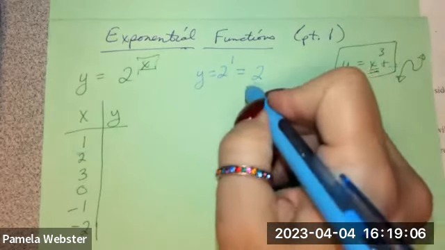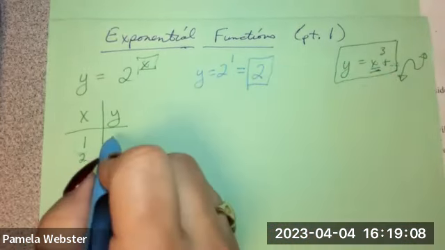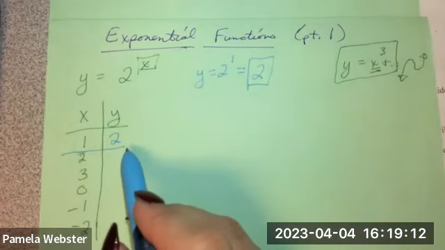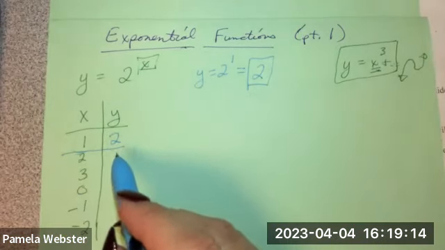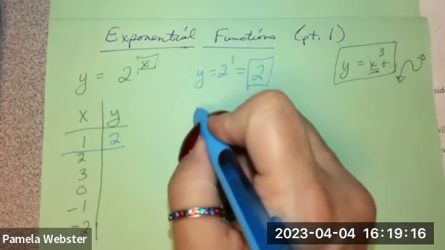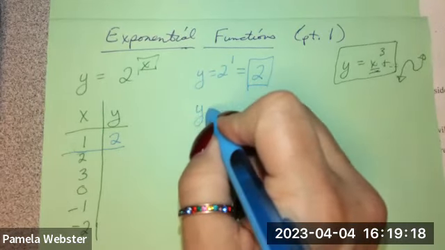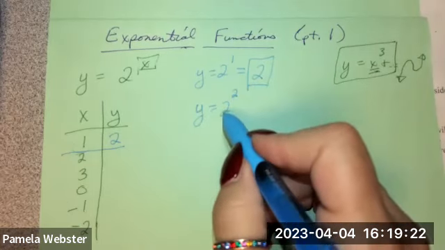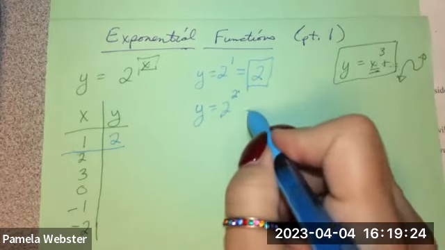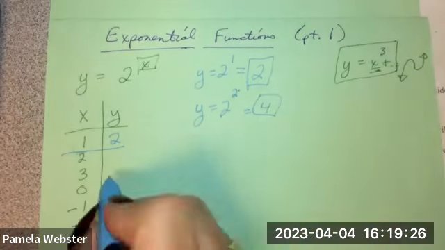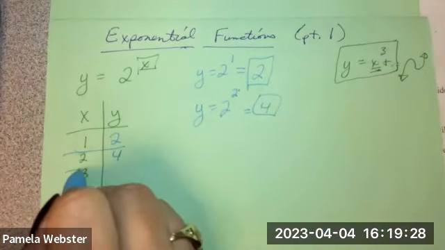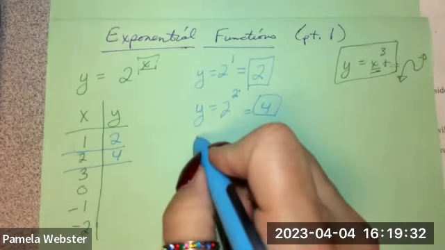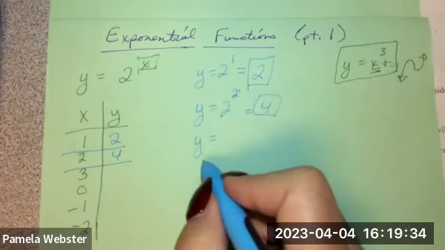Well, we know that that's just a 2, right? Y equals 2 to the first is a 2. So we're going to have the point on our graph 1, 2. Okay, x equals 1, y equals 2. So just kind of running through that real quickly. If I put in a 2 for the x, I'd have y equals 2 squared. And we know that 2 squared is 4. So when x equals 2, y equals 4. Okay, that's another point that'll be on my graph. And one more on the positive side of things here.